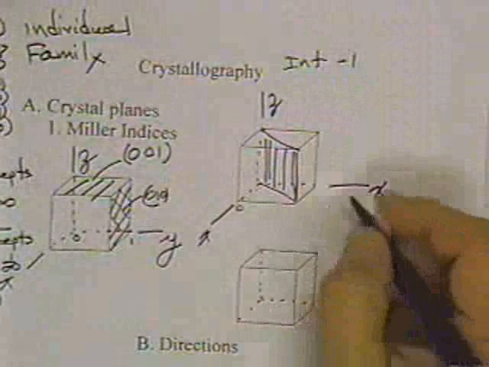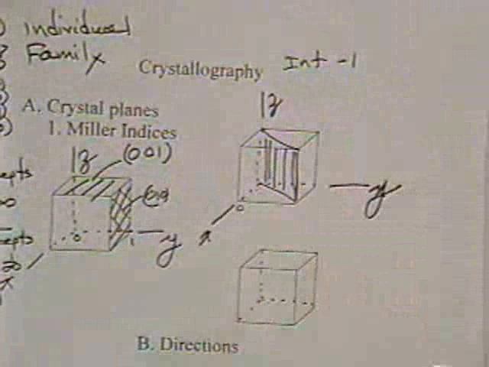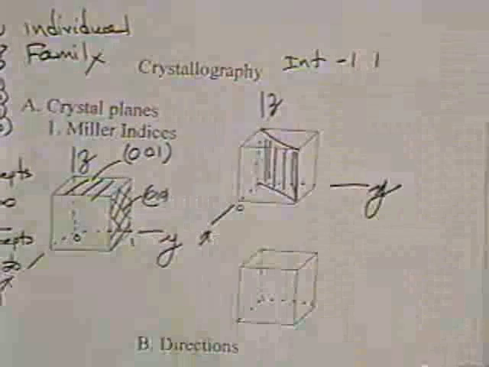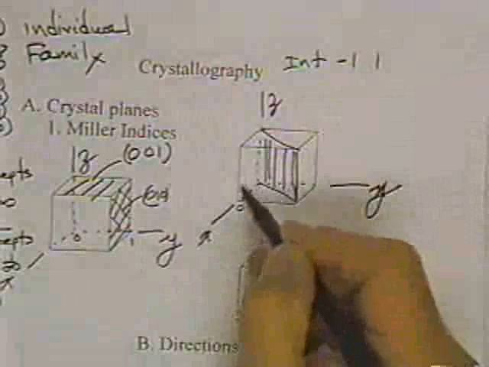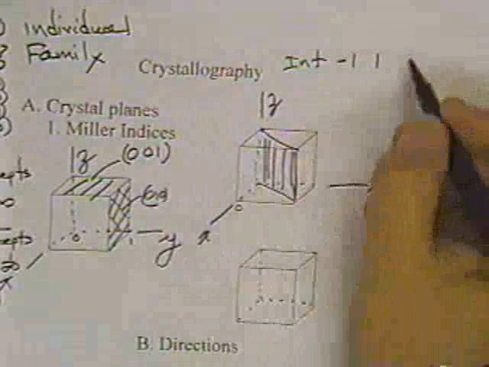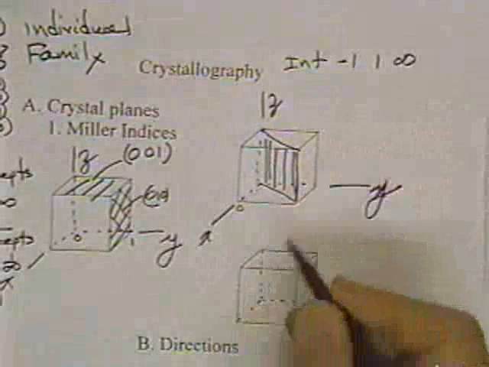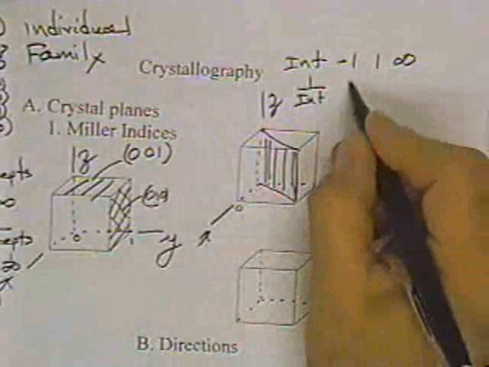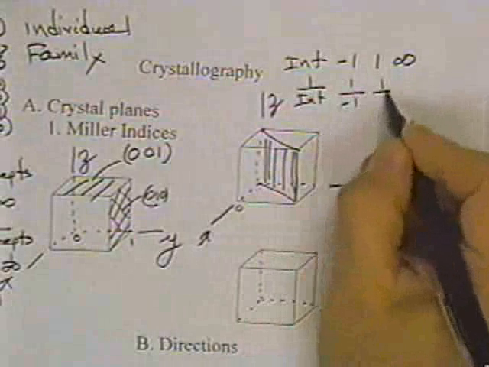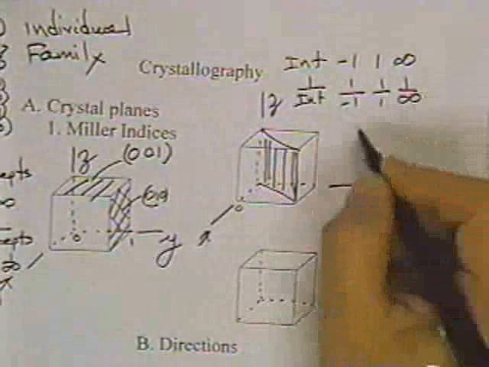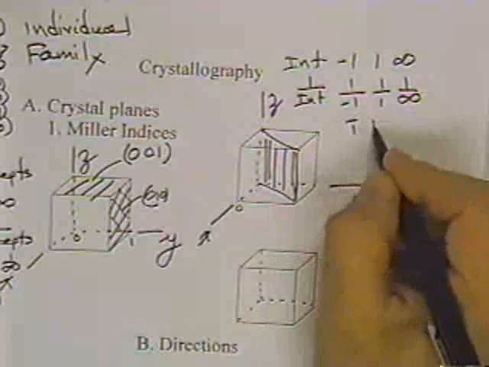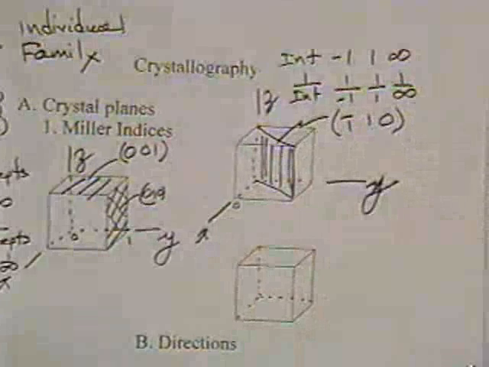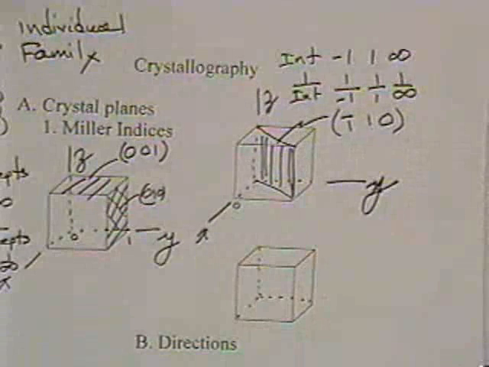-1, 1. Now, the origin's out here, it's going to be parallel to z again, so it's going to be infinity. So we want to take 1 over the intercepts, so that's going to be 1 over -1, 1 over 1, 1 over infinity, and that's called bar 1, 1, 0. So this plane would be the (bar 1, 1, 0) plane.